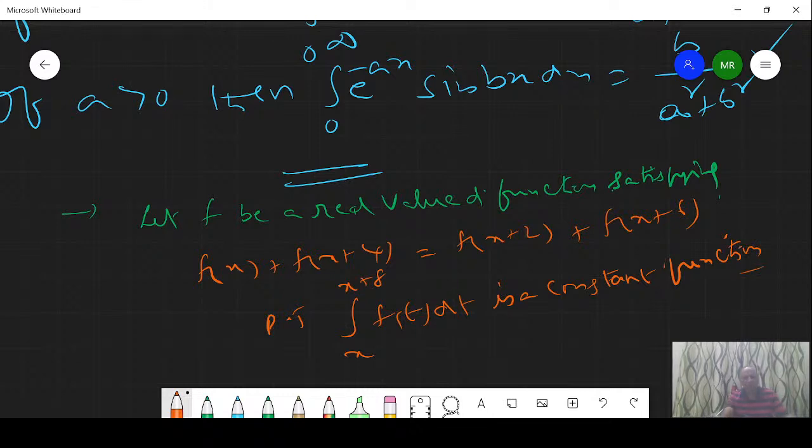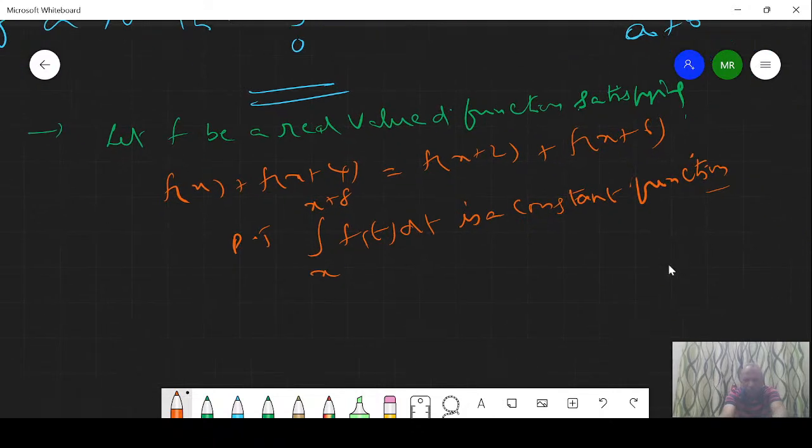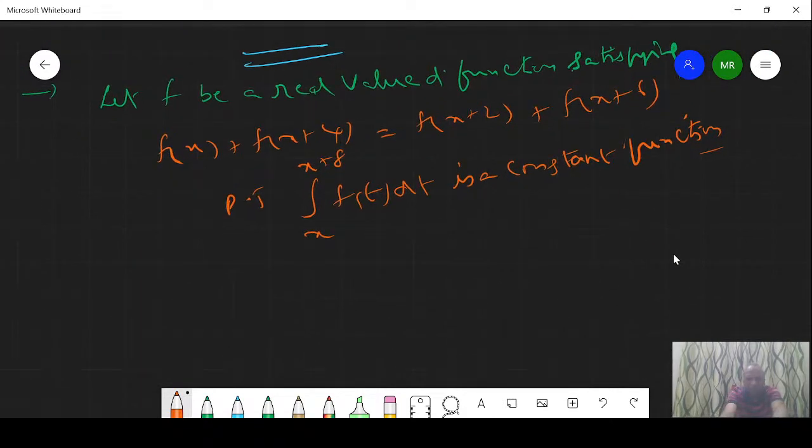When they are asking to prove that it is a constant function, the period is important here to understand. To prove that the integral from x to x plus 8 of f of t dt is constant, I use periodicity: whenever the function is periodic with period 8, the integral from x to x plus 8 can be written as the integral from 0 to 8 of f of t dt.